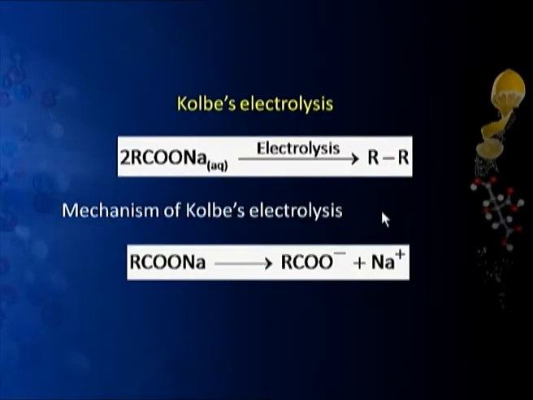Now, let us see how this reaction proceeds, that is, what is the mechanism for this Kolbe's electrolysis. In this case, what happens? We have the aqueous solution of the sodium salt of carboxylic acid. So, we get anions and cations, that is sodium ions, and the anionic part is a carboxylate ion. When electricity is passed through, that is, electrolysis is started, these anions will move towards anode and cations will move towards cathode. Now, let us see what reaction occurs at anode.